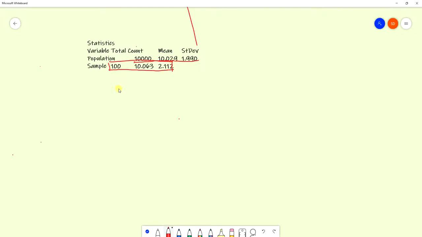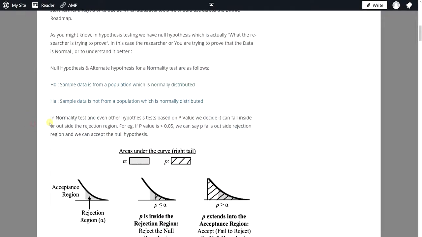But based on this, you need to decide whether this data is coming from a population which is normal, right? This is what we have to prove, and for that we are calculating p-values. So let's take one by one and understand how we calculate exactly. Let's go back to our formula first so that you understand what it is.